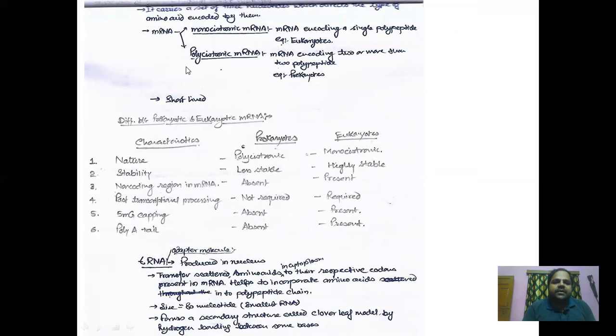So what happens? This mRNA always carries the details of genetic information to the cytoplasm, where with the help of ribosome, rRNA and tRNA, it helps in the synthesis of a specific protein. So we will see here the mRNA can be divided into two main categories. One is monocistronic mRNA and another one is polycistronic mRNA.